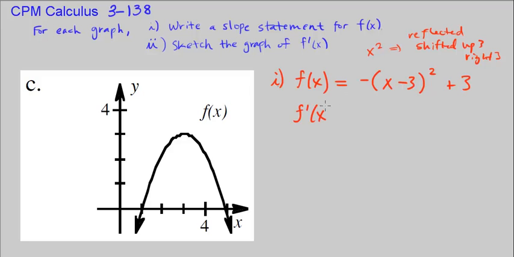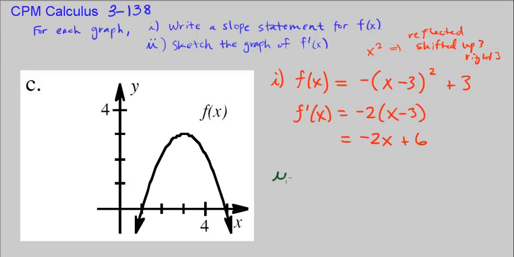F prime of x then is going to be, drop the 2, negative 2 times (x minus 3) to the power of 1. We don't need to write that. Plus 0, we also don't need to write that. Okay, so this is the slope function. We could distribute the negative 2. We get negative 2x plus 6, right? Here's our slope function. Okay?